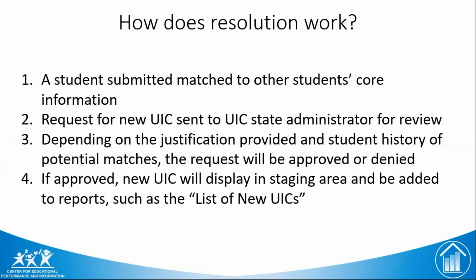All of the UICs that you either request from resolutions, or that are uploaded and automatically get a new UIC generated, can be listed in the list of new UICs report. That's one of the UIC resolution detail reports. But at the baseline, when you request a new UIC through resolution, you have to tell me, because I'm the one UIC state admin, why you needed a new UIC and why the students presented as a potential match are not the same.